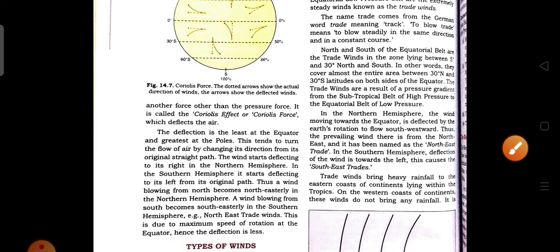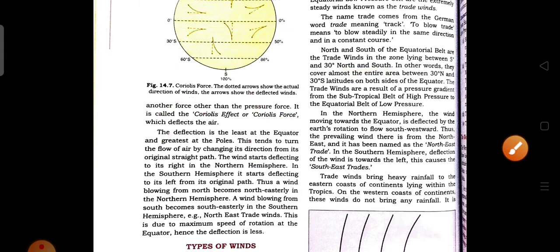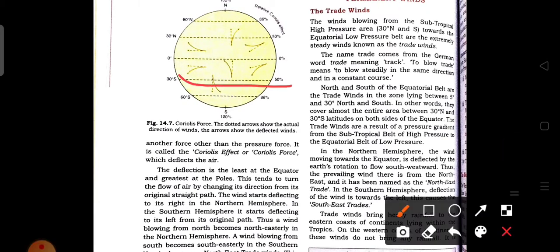The trade winds are found north and south of the equatorial belt, in the zone lying between 5° and 30° north and south. The trade winds are the result of a great pressure gradient from the subtropical high pressure belt to the equatorial belt of low pressure. So these are the causes, due to the flow of wind from the subtropical high to the equatorial low pressure belt.